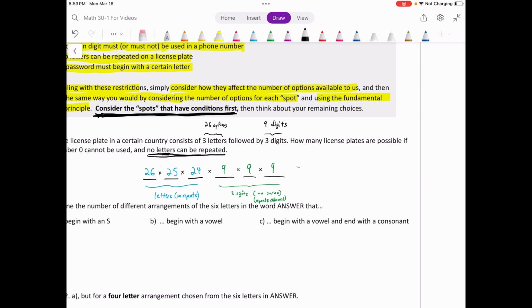So that's going to give us, if I multiply that out, 26 times 25 times 24 times 9 times 9 times 9, it gives me 11,372,400 different possible license plates.